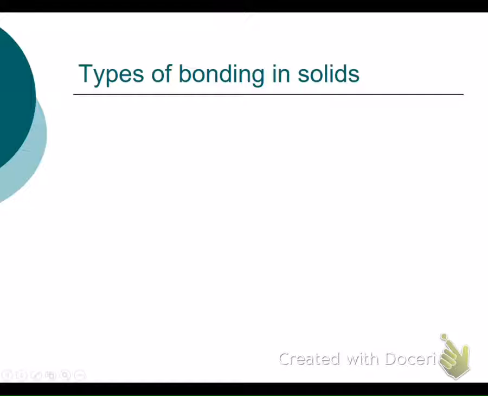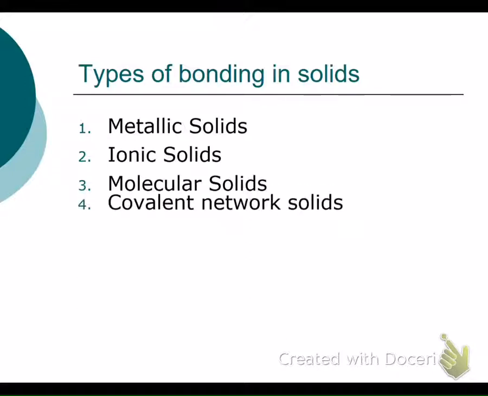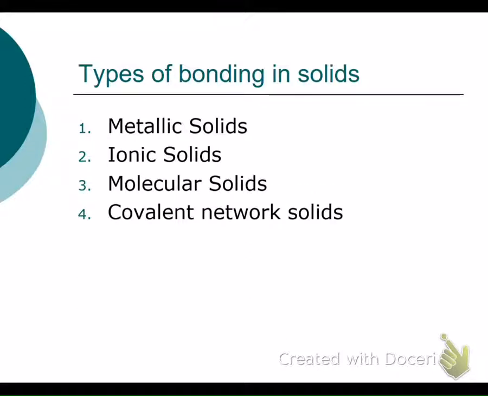So as we talk about types of solids, let me first tell you that there are four types. There are metallic solids. These are solids held together by metallic bonds. We have ionic solids, which we've already looked at before Christmas, held together by ionic bonds. There are molecular solids and covalent network solids. Each of these are held together by covalent bonds, and it's a different process that makes them a solid.